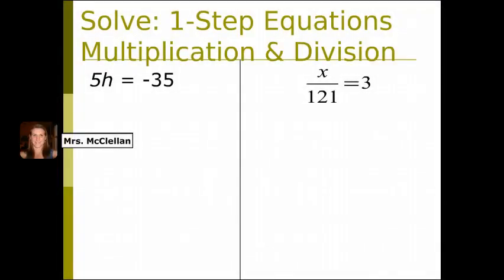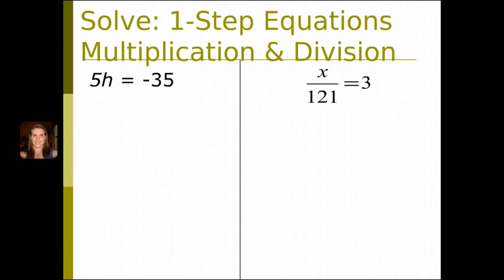Now that we've talked about how to add and subtract one-step equations, let's talk about how to multiply and divide one-step equations. As discussed before, our goal is always to isolate the variable, meaning get it all by itself on one side of the equal sign.